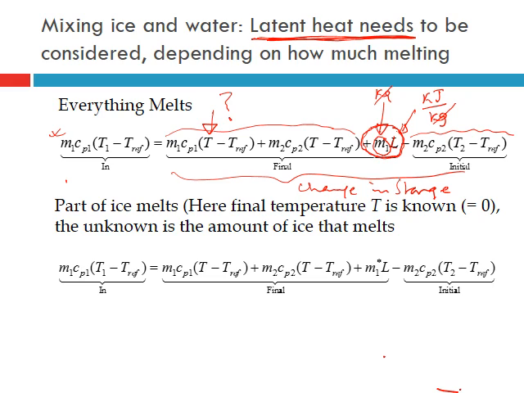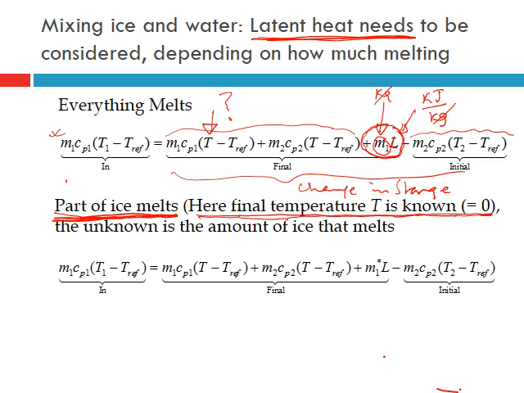Then the other part gets a little more interesting, where not all the ice melts, but part of the ice melts. This is only possible thermodynamically when you have an ice water system that is in equilibrium, and that means we know the final temperature. It has to be 0 degrees.